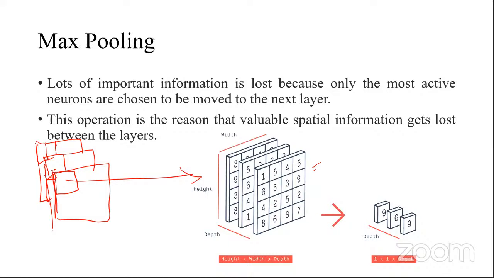What does spatial information mean? Spatial information is nothing but your hierarchical representation. Suppose you are taking the face: in this particular position only our eyes are located, and in that particular position only our nose is located. So the spatial information, the relationship between them, is lost. That will not be handled by our CNN.